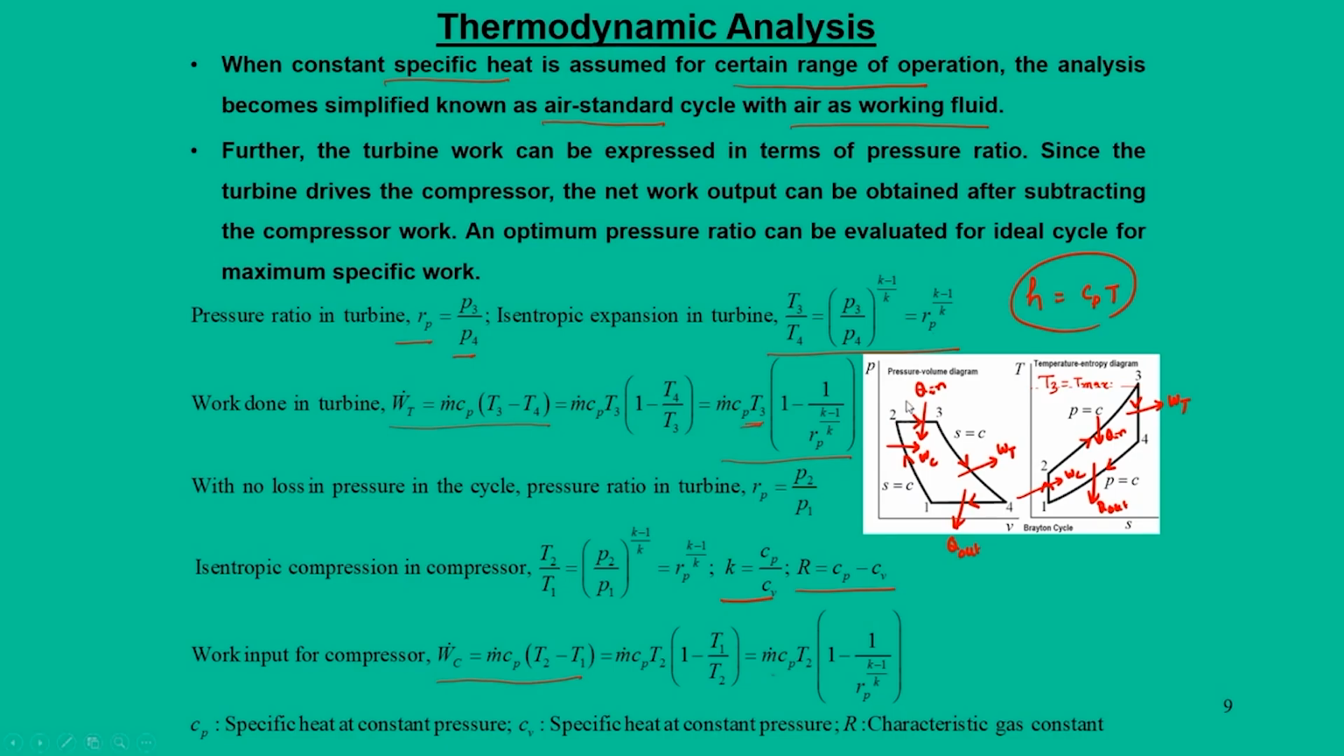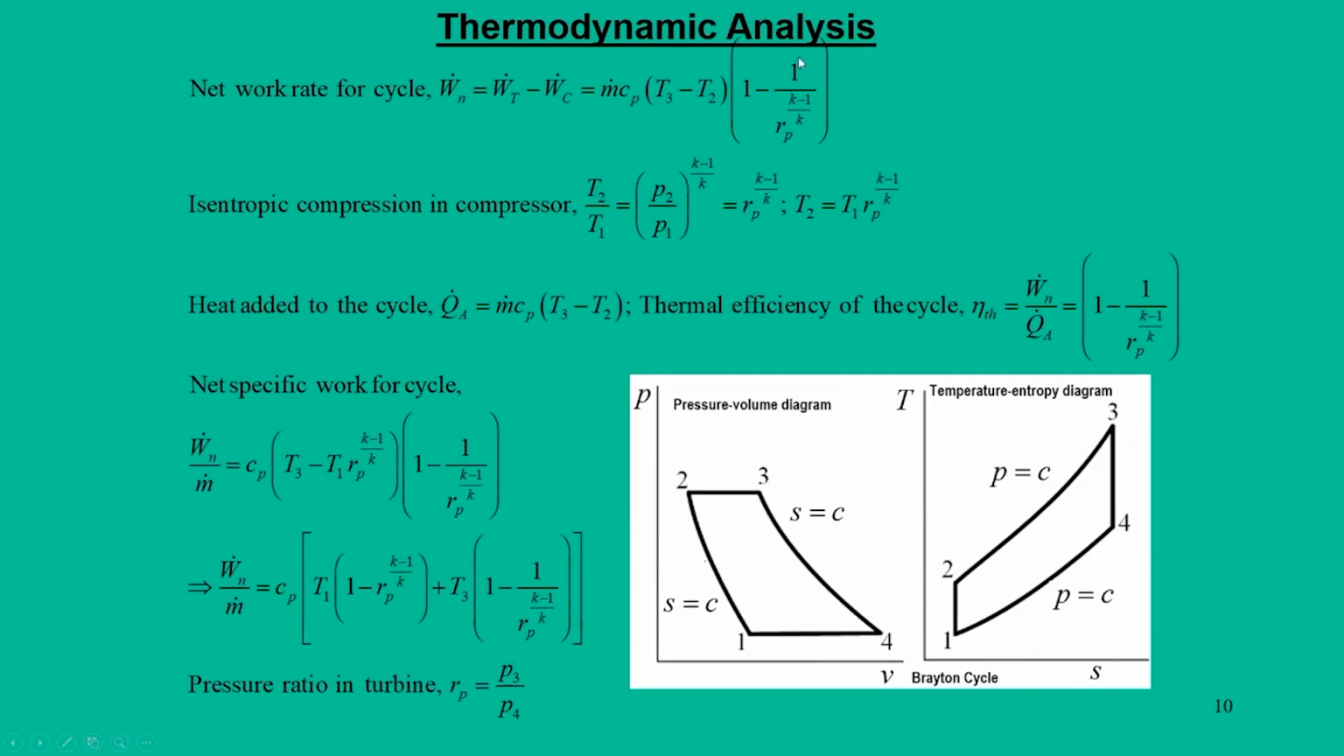So, we have the work done in the turbine and the work done for the compressor, and then we can find the net work done for the cycle, W net is equal to Wt minus Wc. We also have the heat added to the cycle in the 2-3 process, that is m dot Cp times (T3 minus T2). From the net work and Q A, that is the heat added, we can define the thermal efficiency for the cycle.